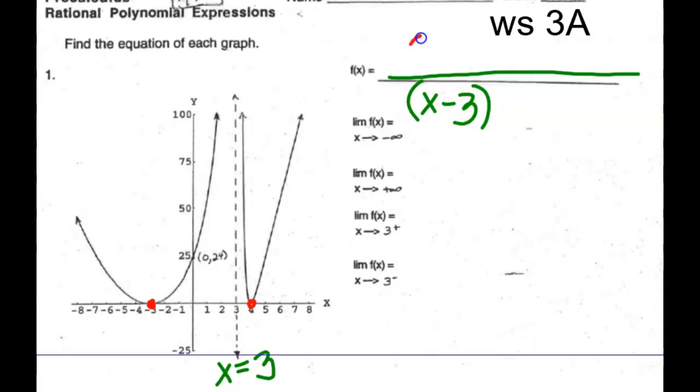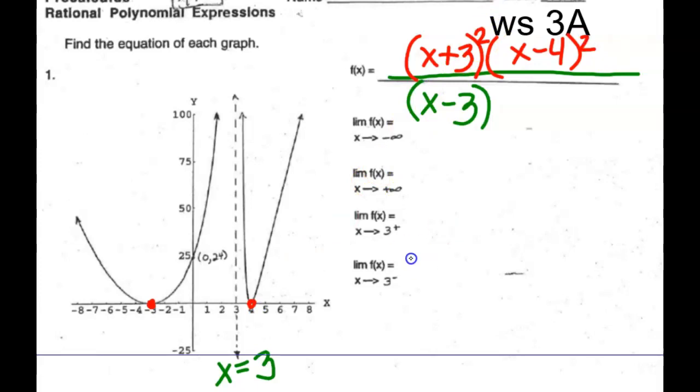Factors of the numerator, right? x plus 3 for that -3, and x minus 4 for this +4 to be a 0. Now, what is it doing at those two places, guys? Both of those places, it's bouncing off the x-axis, right? Everybody with me? So both of these actually need to be squared.